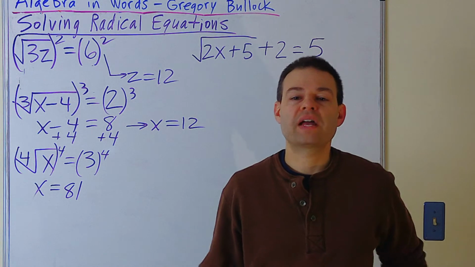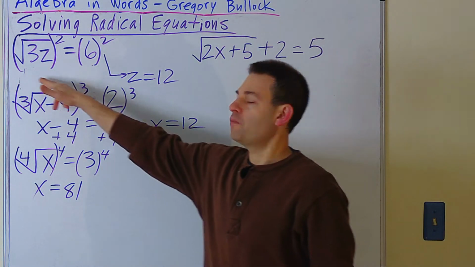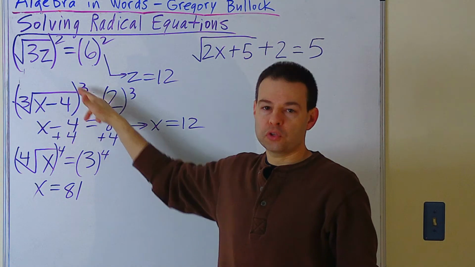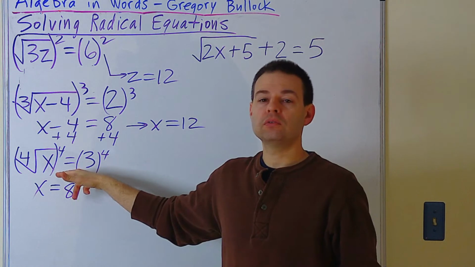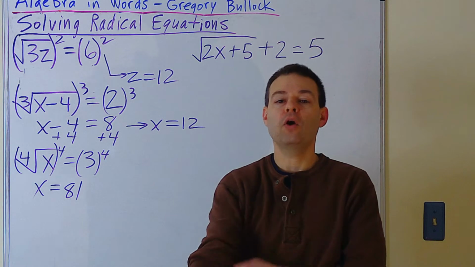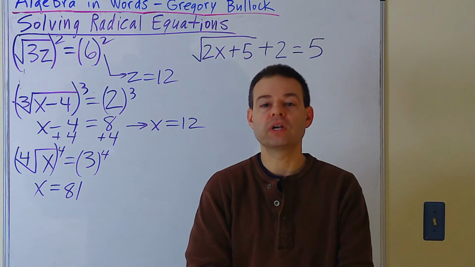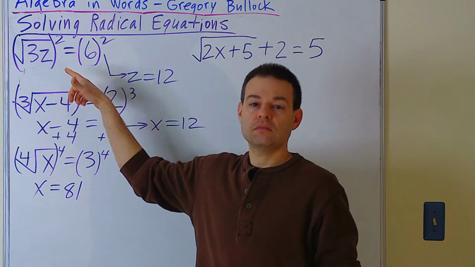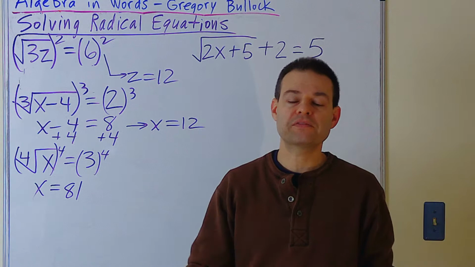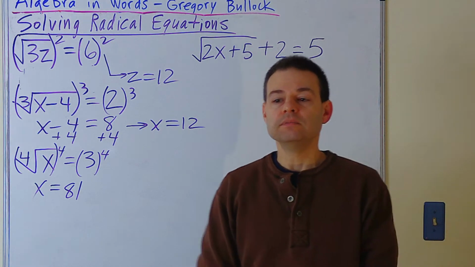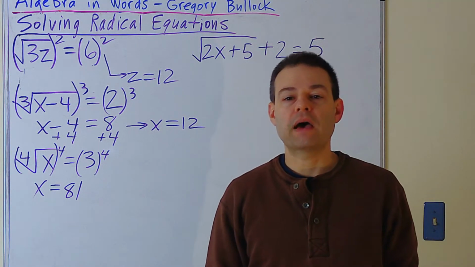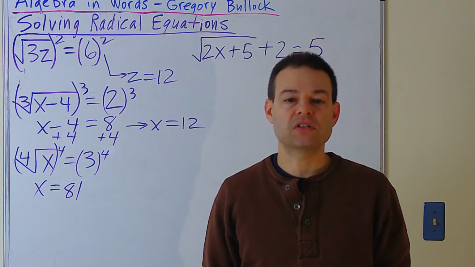Just to summarize the strategy here, notice that if you have the square root, you square both sides. If you have a cube root, you cube both sides. And if you have the 4th root, you raise every side to the power of 4. And hopefully you see the pattern that to get rid of a radical, you raise the radical to the power so it's the same as the root, and what you do to the left side, do the same to the right side.